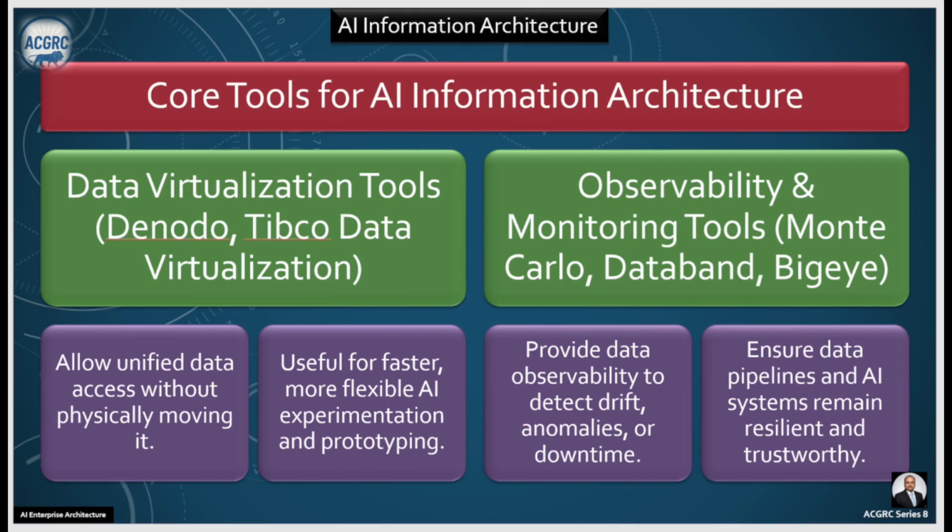Next, to provide data observability to detect drift, anomalies, or downtime, which is to ensure data pipelines and AI systems remain resilient and trustworthy, you have tools such as Monte Carlo, Databand, or Bigeye. This comes under the observability and monitoring aspect.